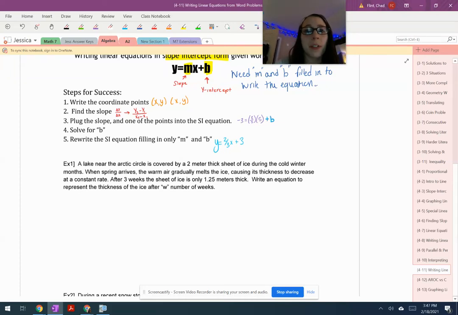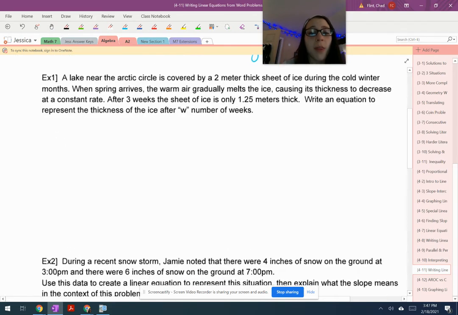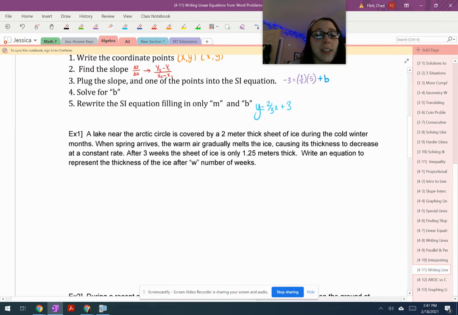Okay, example 1 here for algebra 4-11. A lake near the Arctic Circle is covered by a 2-meter thick sheet of ice during the cold winter months. When spring arrives, the warm air gradually melts the ice, causing its thickness to decrease at a constant rate.